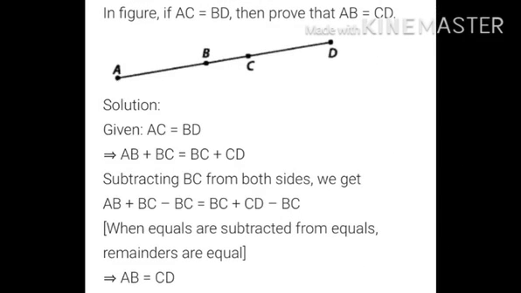Now question number 6. In the figure, if AC is equal to BD, then prove that AB is equal to CD. Now the solution. Given AC is equal to BD, this implies AB plus BC is equal to BC plus CD, meaning we add BC on both sides. Subtracting BC from both sides, we get AB plus BC minus BC is equal to BC plus CD minus BC. When equals are subtracted from equals, the remainders are equal, which implies AB is equal to CD.